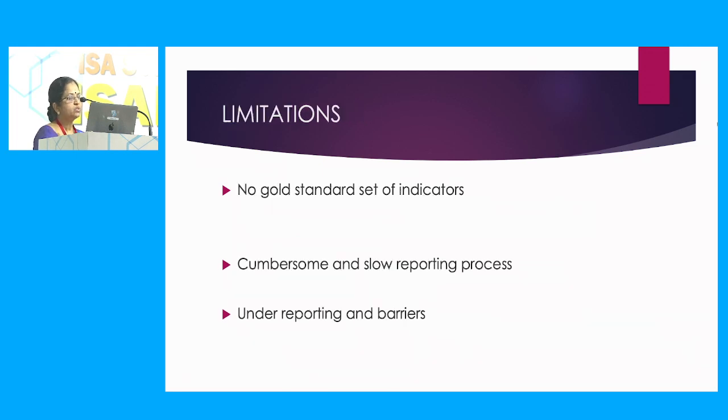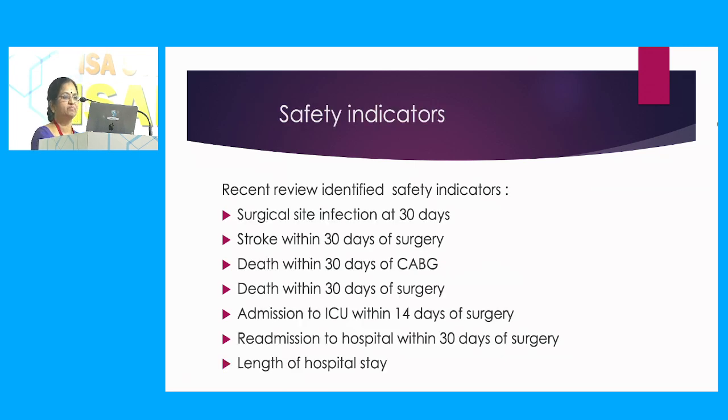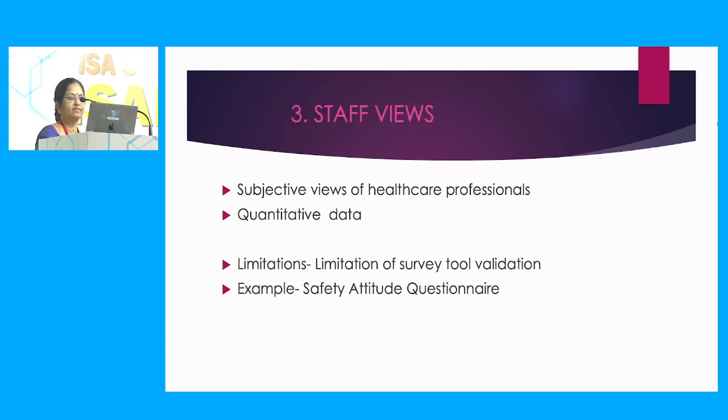Limitation, we know there are no gold standard set of indicators. It's a slow reporting process. Underreporting and barriers are some of the limitations. Some of the safety indicators are, as already mentioned, surgical site infection at 30 days. What is the stroke within 30 days? What is the death within 30 days of CABG? What is the length of hospital stay? Like that.